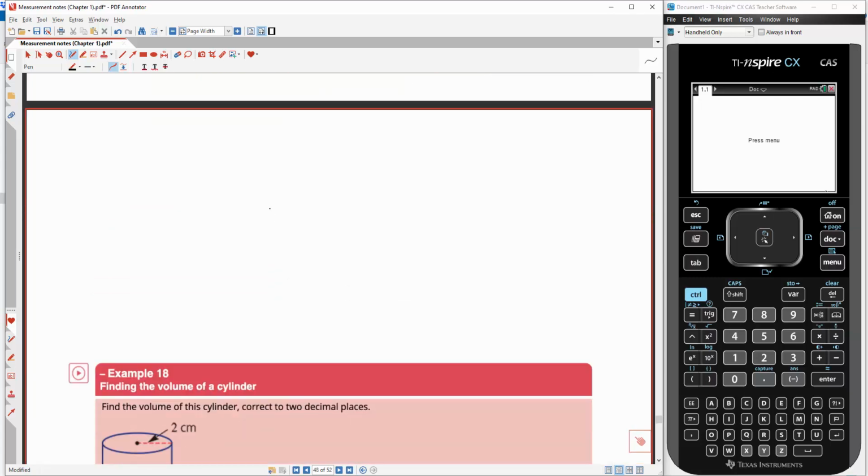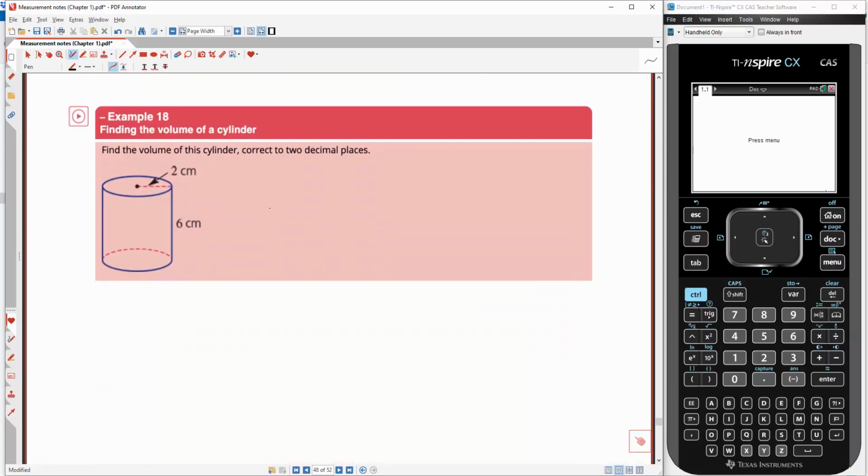All right, now that you've done that, let's go to the next example. Find the volume of this cylinder correct to 2 decimal places. So I know what we have to do is find the area of a cross section, so that part here, and then multiply by the height. So the volume is the area of the cross section multiplied by the height. Now this cross section here is circular, so it's going to be pi r squared multiplied by the height. The radius is given to us, it's 2, so we're going to do pi times 2 squared multiplied by the height, which is 6.